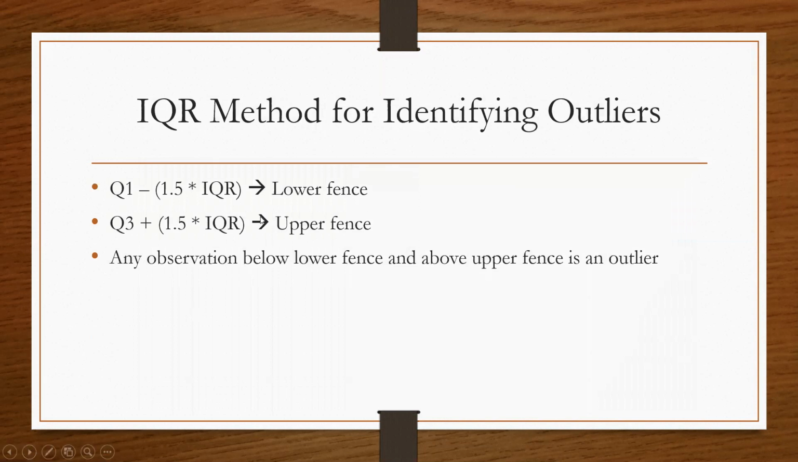So the IQR method for identifying outliers, basically you have to find the lower fence and the upper fence. So lower fence is you're taking the first quartile and you're subtracting 1.5 times the IQR. For the upper fence, you're taking Q3 and you're adding 1.5 times the IQR. And so if there's any observation that is below the lower fence or above the upper fence, then it's considered an outlier.